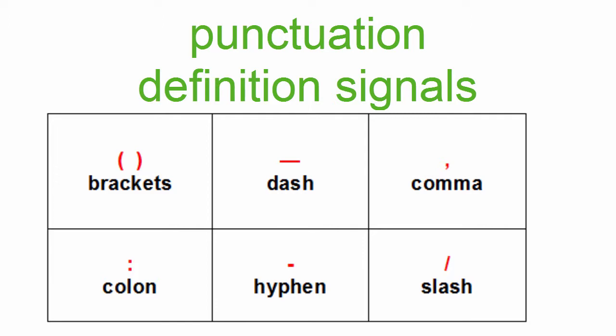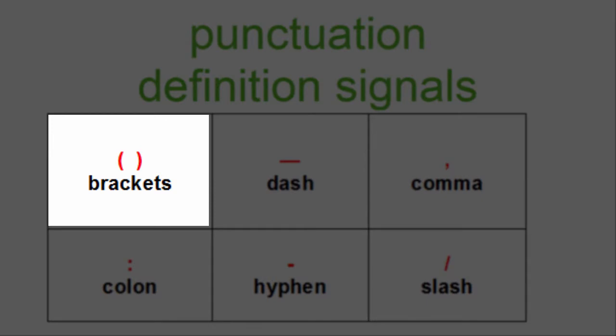Let's start off with brackets. Writers use brackets to signal a definition or description of a word. Brackets always come in pairs, an open bracket and a closed bracket. The definition or description of the word comes in between the two brackets.